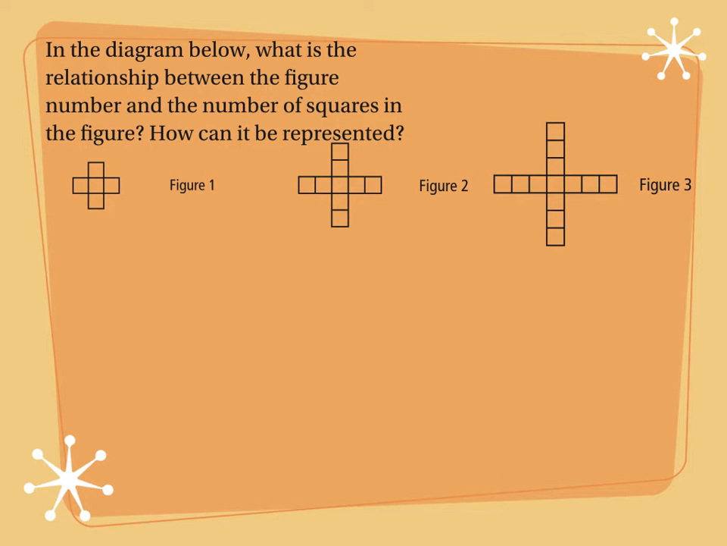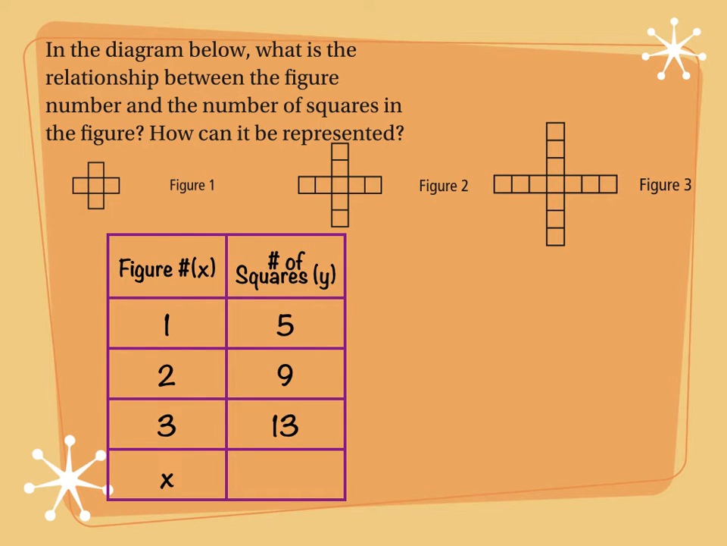In the diagram below, what is the relationship between the figure number and the number of squares in the figure? How can it be represented? So I'm going to go ahead and organize my data in a table. If you look at figure 1, you'll notice that it has 5 squares. Figure 2 has 9 squares. And figure 3 has 13 squares. So I'm going to set up a table to show that relationship.